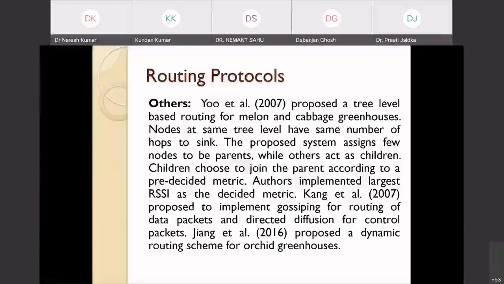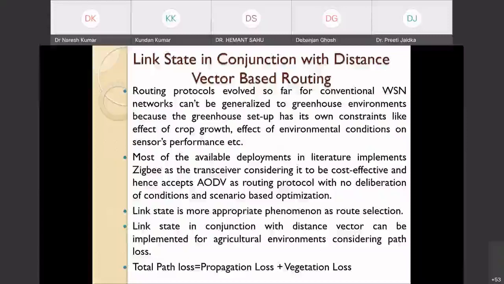And many other protocols were also proposed. There is another one which we implemented, which is link state in conjunction with distance vector based routing. These routing protocols evolved so far for conventional wireless sensor networks can't be generalized to greenhouse environments, because the greenhouse setup has its own constraints, like the effect of crop growth and the effect of environment conditions on sensor performance. Most of the available deployments in the literature implement Zigbee as the transceiver, considering it cost effective, and accept AODV as the routing protocol with no deliberation of conditions and scenario based optimization. Link state is a more appropriate phenomenon for route selection.